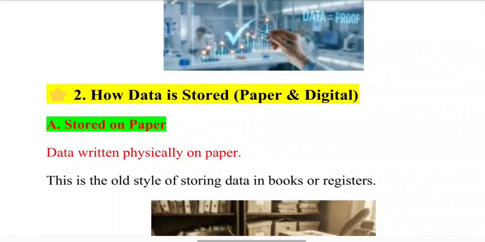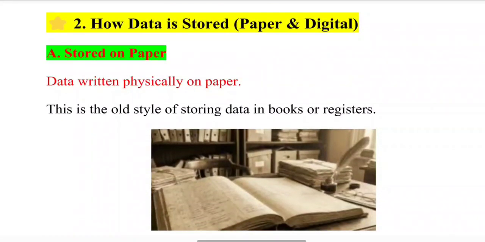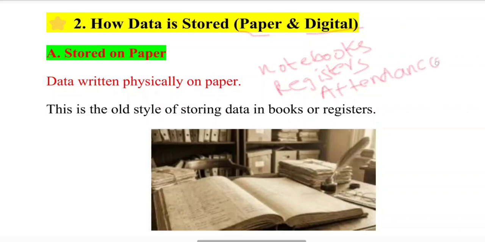So now how can data be stored? It can be stored on paper and digitally. On paper is nothing but notebooks, registers, attendance sheets, let us say, etc. So people used to write everything by hand. This is nothing but stored on paper. This is about the past.